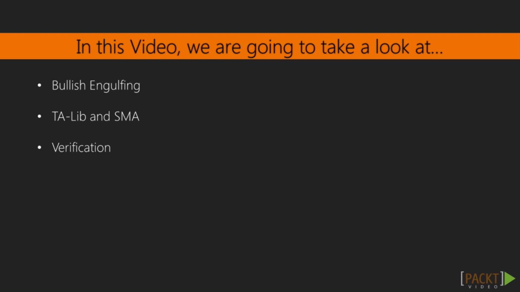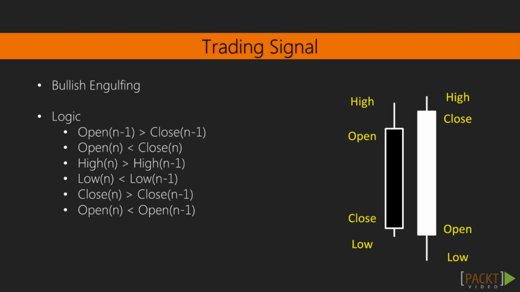We'll also learn about how to make use of an open-source technical analysis library named TALib to calculate a simple moving average that acts as an additional filter to the signal. And we'll verify the implementation of the trading signal visually with the corresponding stock chart on an external website.